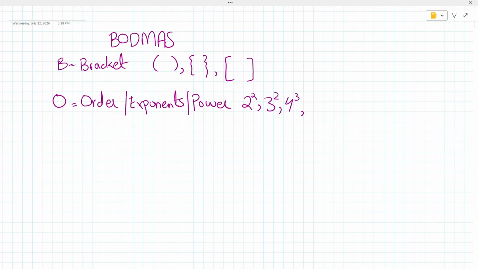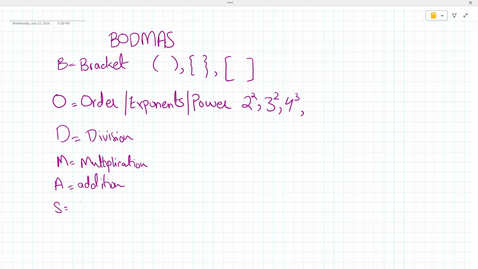Now the next one is D. D is for division, and M is for multiplication, where A is for addition and S is for subtraction.